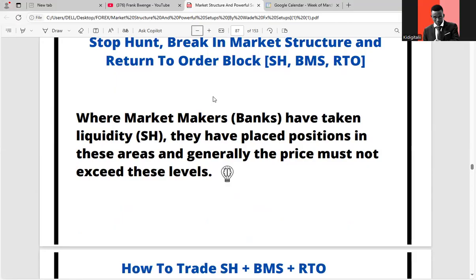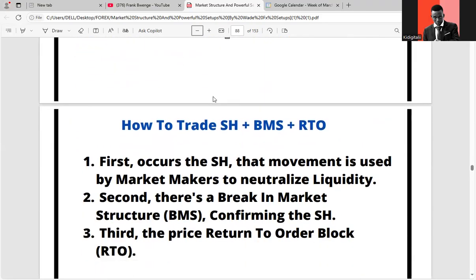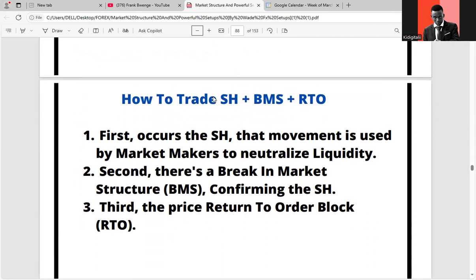Okay, so where market makers or banks have taken liquidity through a stop hunt, they have pressed their positions in these areas, and generally the price must not exceed this level. So of course, when the stop hunting has taken place, we believe that. Okay, let me show you. How do we trade now?